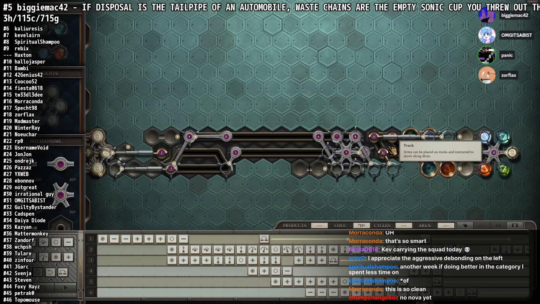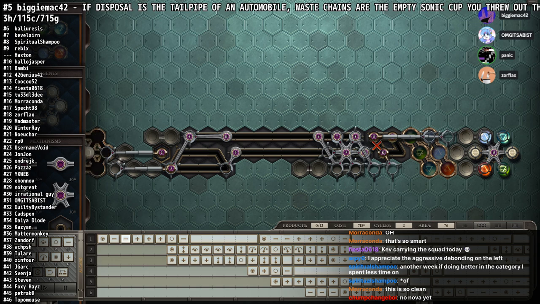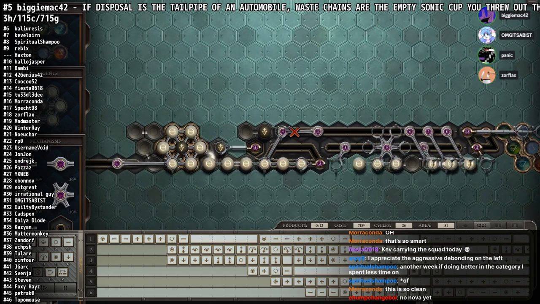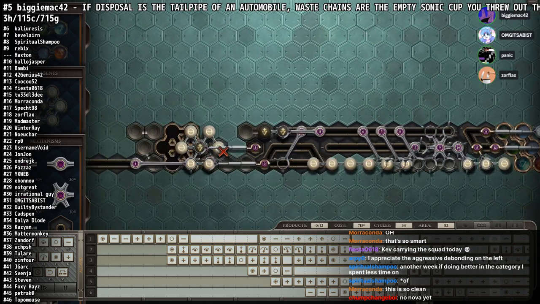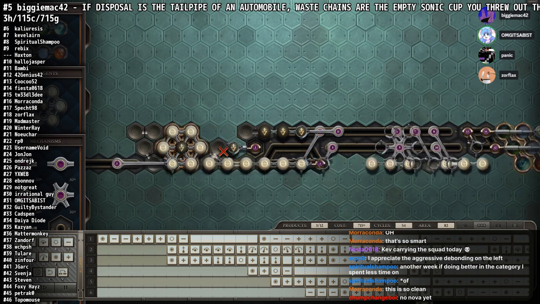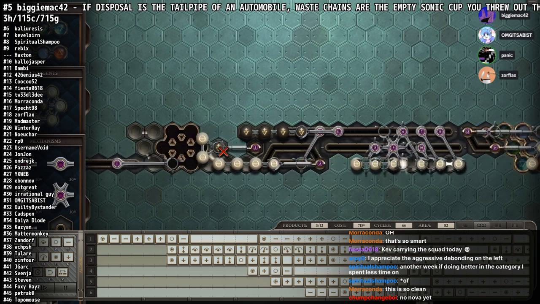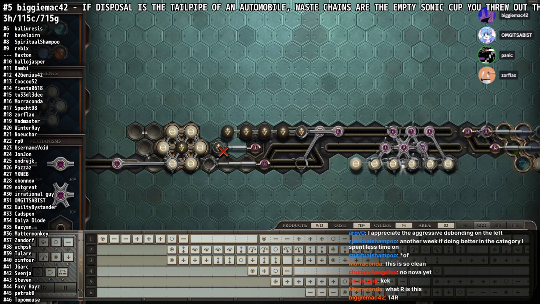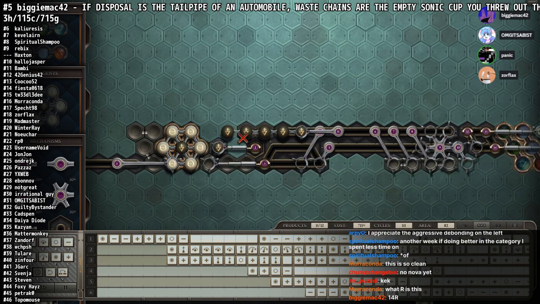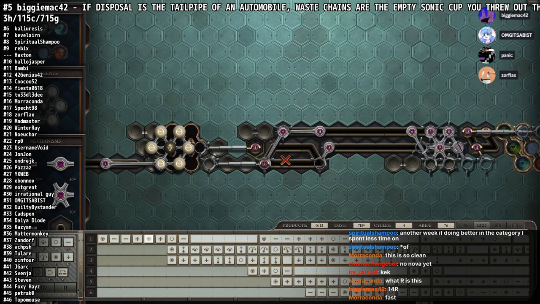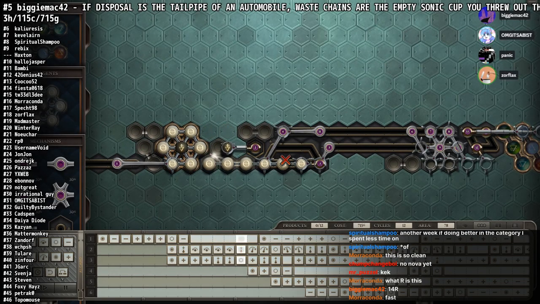If disposal is the tailpipe of an automobile, waste chains are the empty Sonic cup you threw out the window. That was the title. And here you can see it. Cool debonding inside waste chain. A rework of my earlier 3136 480 by the same name after I realized that the product delivery could be improved from 18R to 14R using a piston track loop. Oh, no, this is 14R.